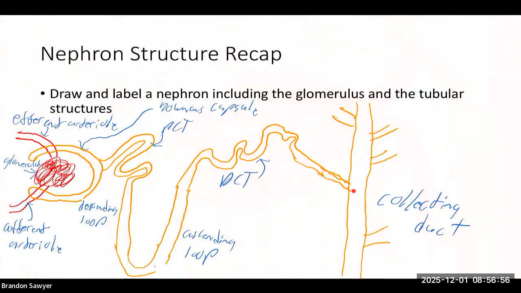One collecting duct is going to receive multiple sets of filtrate from different nephrons, right? And so we got all these little branches to it there. So yeah, that's it. Questions on that?